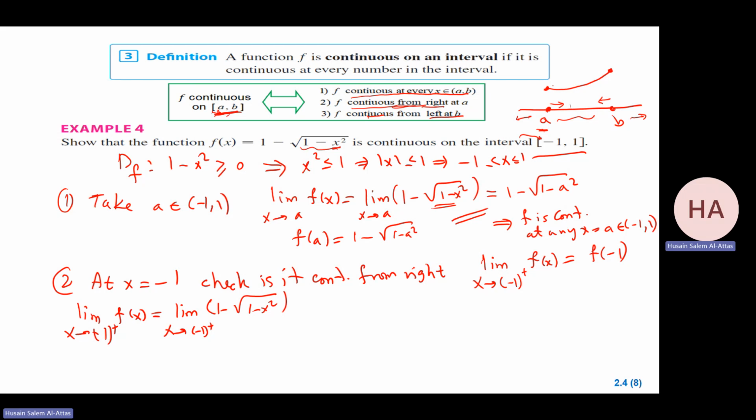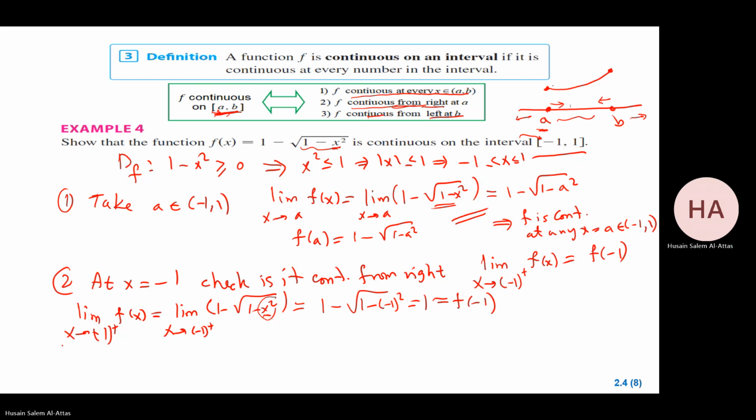-1 from right means what? Minus 0.999. Plug it here. Everything is okay, that will be less than 1. So 1 minus something, so we can just substitute. It will be 1 minus the square root of 1 minus (-1) squared. That will be 1, which is equal to f of -1.